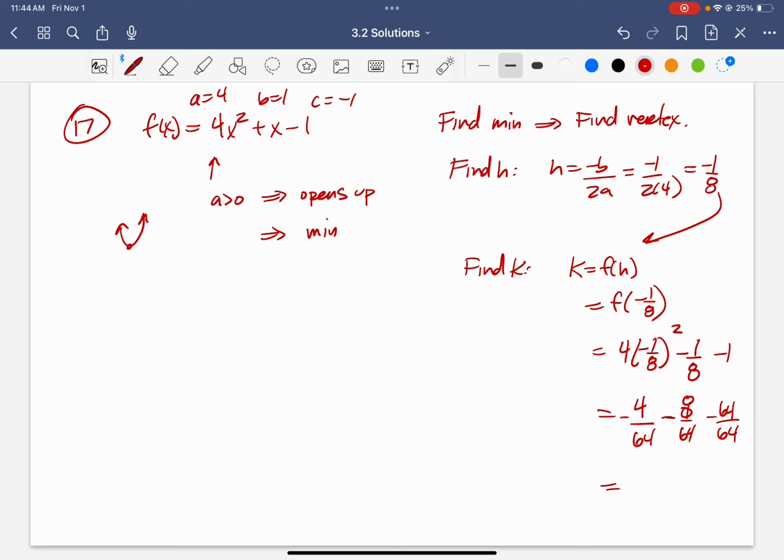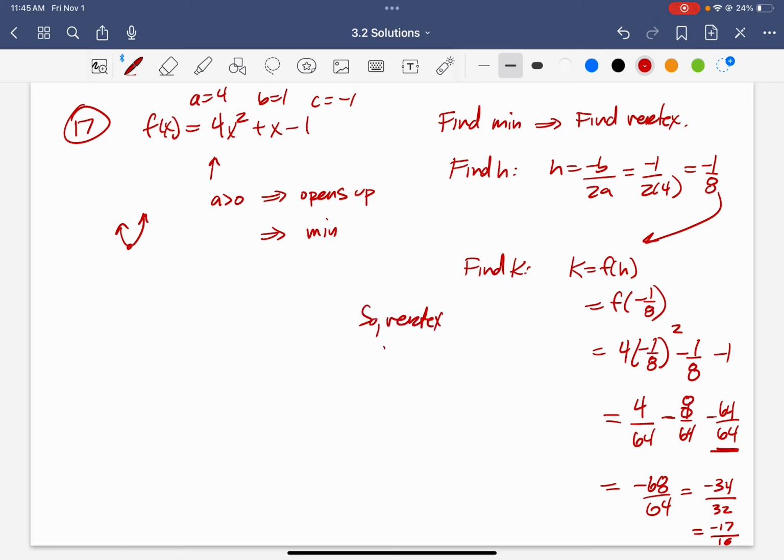So those are, first off, this first one should be positive because it's squared. So that's actually positive, my bad. So these two together give me negative 4 64ths, and this is negative 68 64ths. Turns out to be my k. That's going to be 34 over 32. And then you take out another 2, and it's 17 over 16.